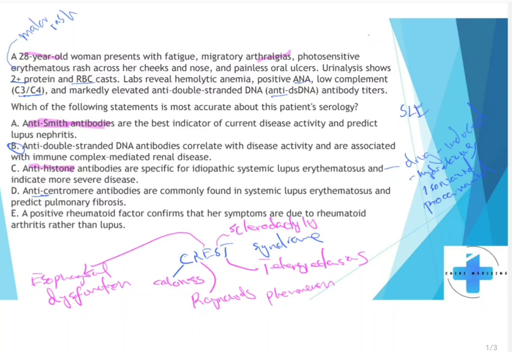Symptoms that is due to rheumatoid arthritis rather than lupus. No, you see, rheumatoid factor is going to be positive in a bunch of things. Right, so even if you want to diagnose rheumatoid arthritis, you're going to go with the anti-CCP as being specific for rheumatoid arthritis, because RF is pretty common.